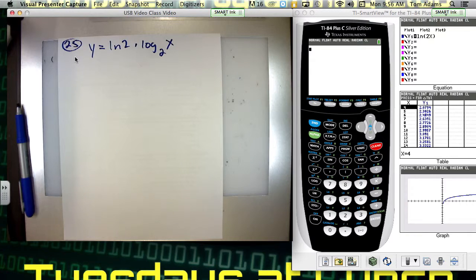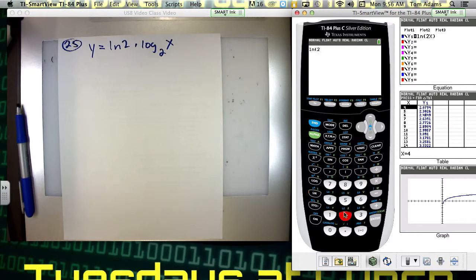Just the first thing that pops in your head, what do you think of when you look at this and you say, I've got to take the derivative? The properties of logs, yeah, there are properties of logs you might use. You might think of the product rule because we have two things that we're multiplying. But you know what nobody ever thinks of? The natural log of 2 is actually a number.